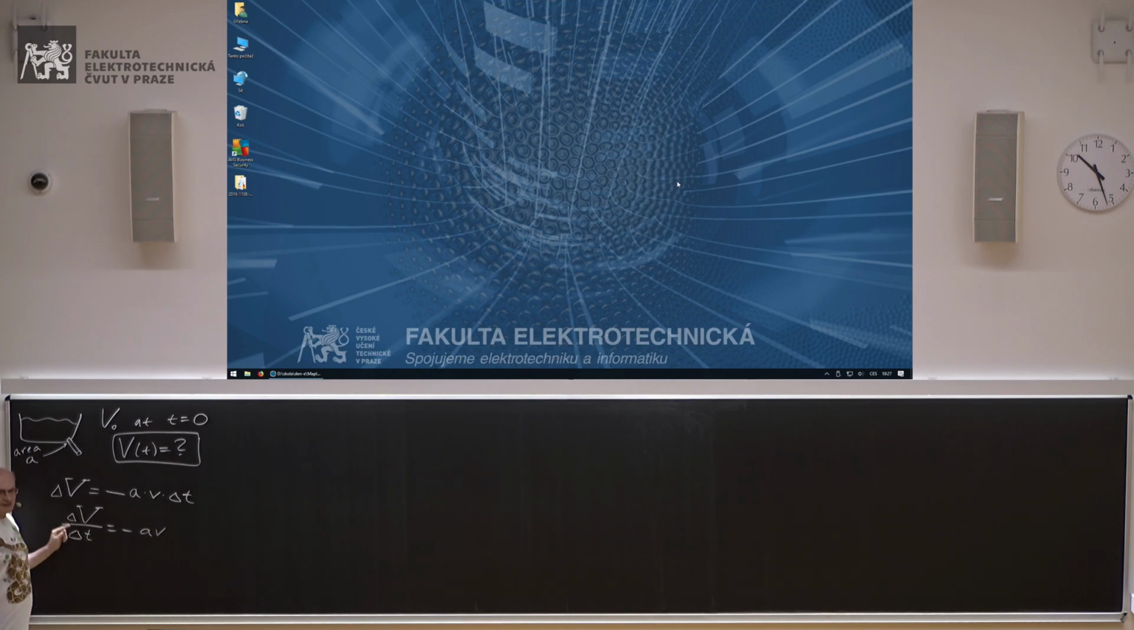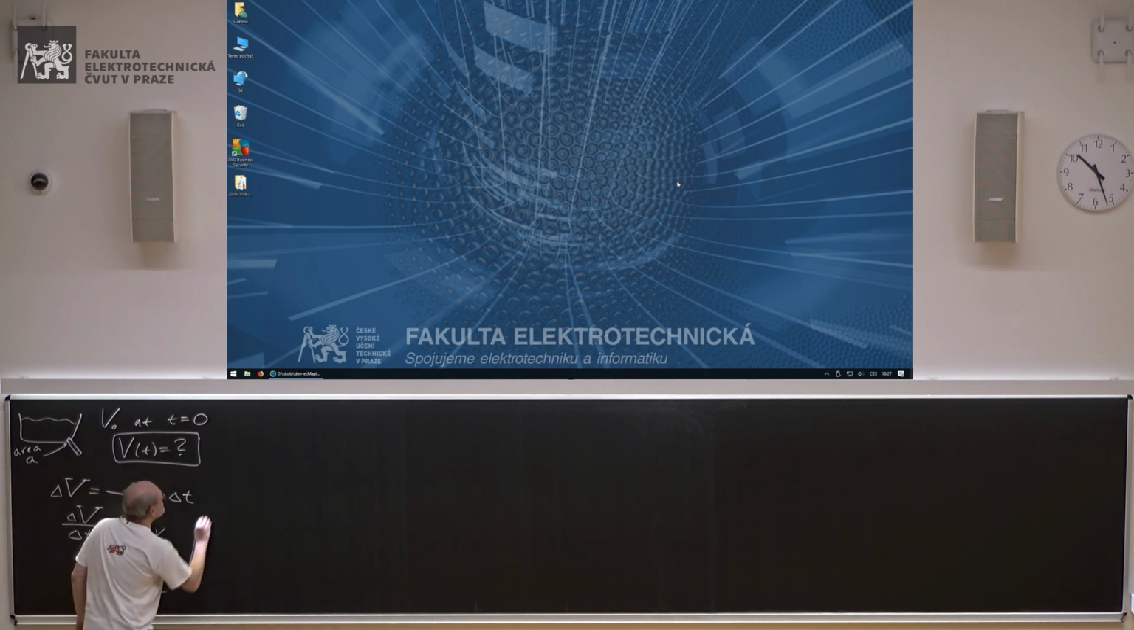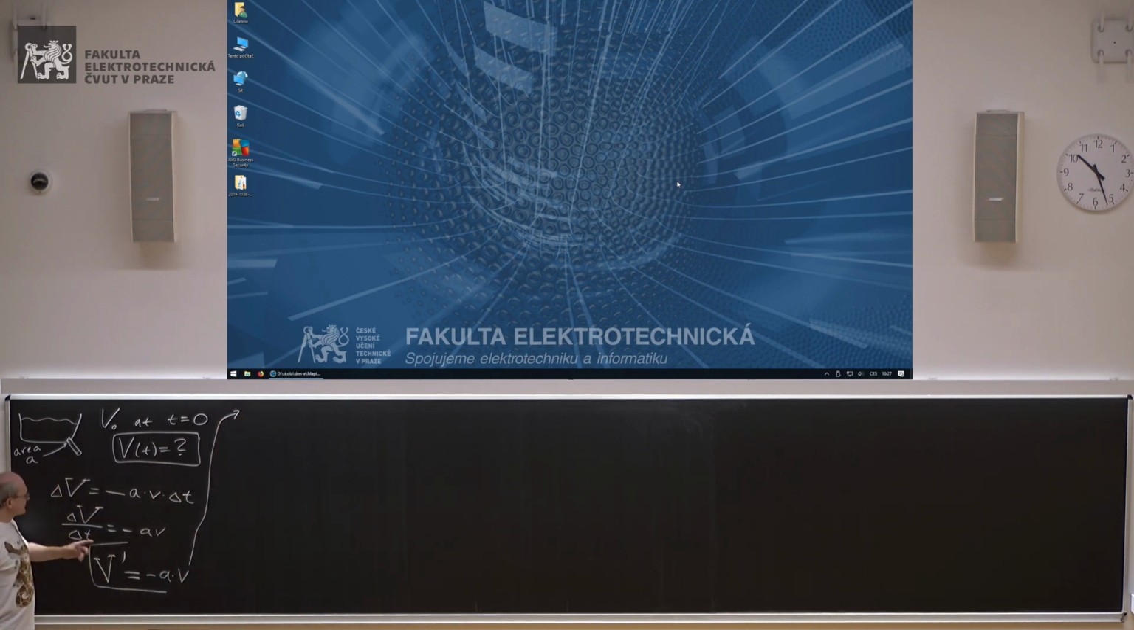So from delta we pass to d, differential, infinitesimal, and dV over dt, that's actually the derivative. Very nice. That's the beginning of a differential equation. Unfortunately, there is v at the end, which we don't like. That's a new variable, we don't want to see that. Okay. So we go to physicists and we ask them: what's the velocity of the water flowing out of the bathtub?